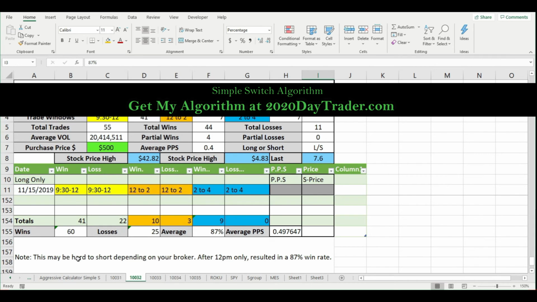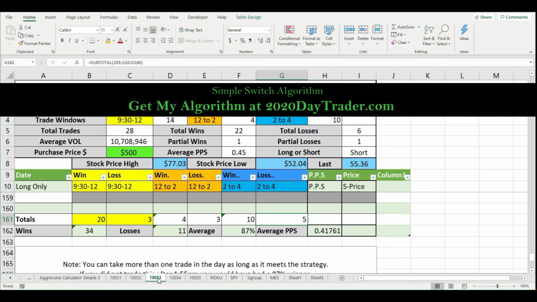And then I put notes down here, like this may be hard to short depending on your broker, mostly for my students, because I check these out with a couple different brokers that I have signed up with, so I can see what's going on with them. Some brokers, this might be a little bit hard to short on. And then again, after 12 p.m., I put all these little notes in there to help remind myself when I'm watching my monitors and looking at my charts, and this stock might show up and I think, oh, it's ready for a trade.